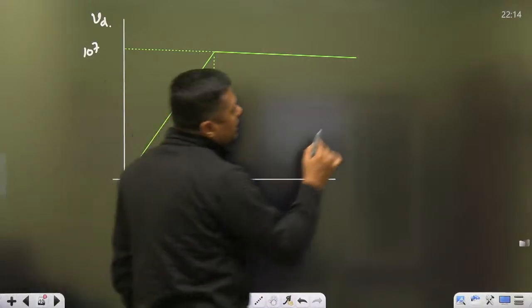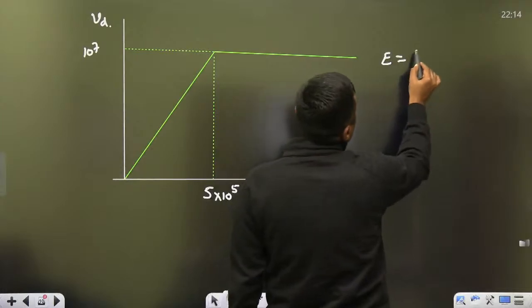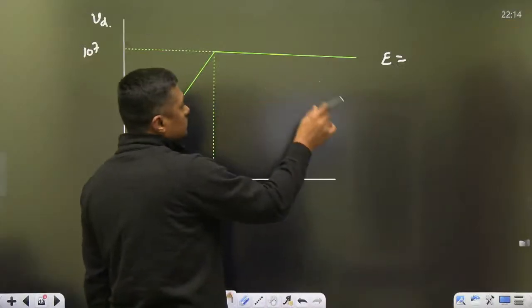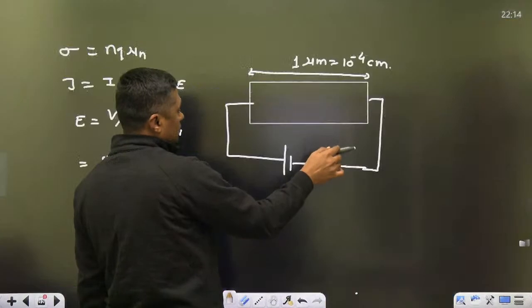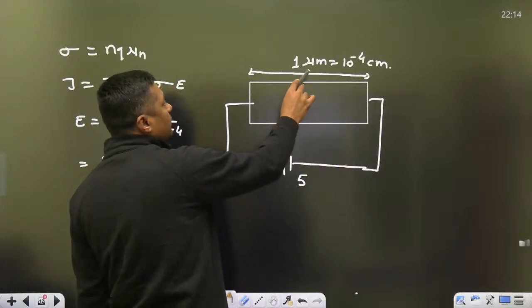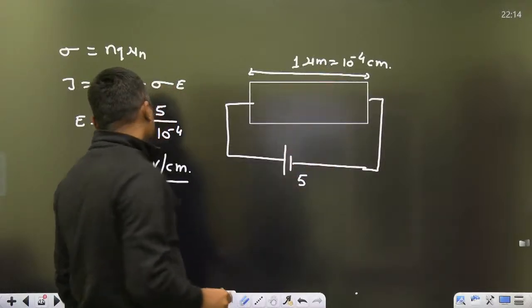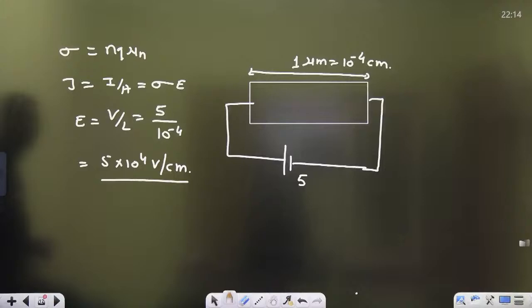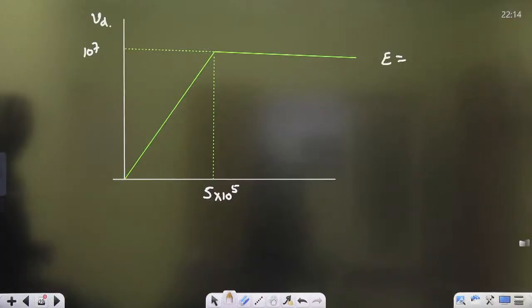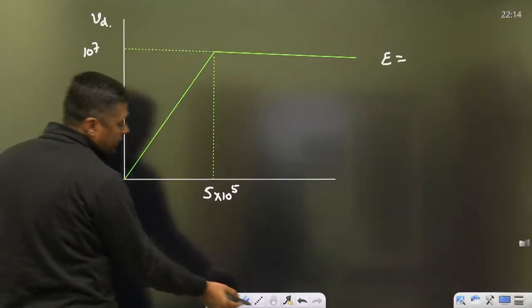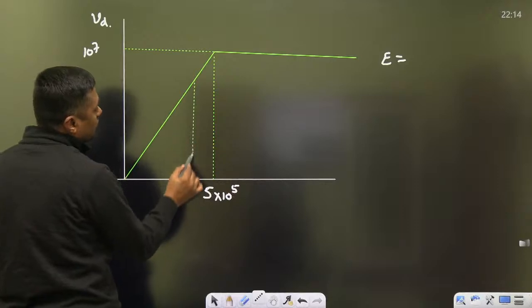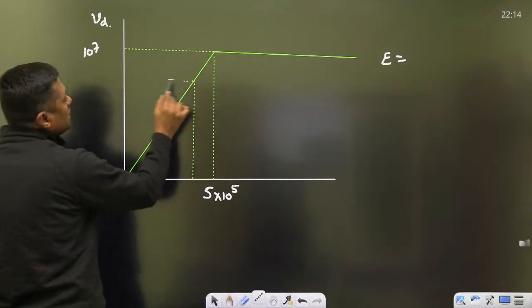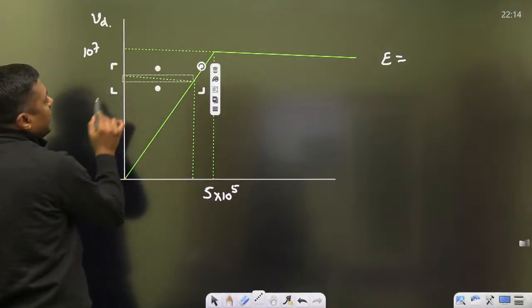And what is our electric field? It is this one. I have to find the electric field: 5 upon 10 to the power minus 4. The electric field is 5 into 10 to the power 4. At this point we have 5 into 10 to the power 4. What is the drift velocity at this point that we have to find?